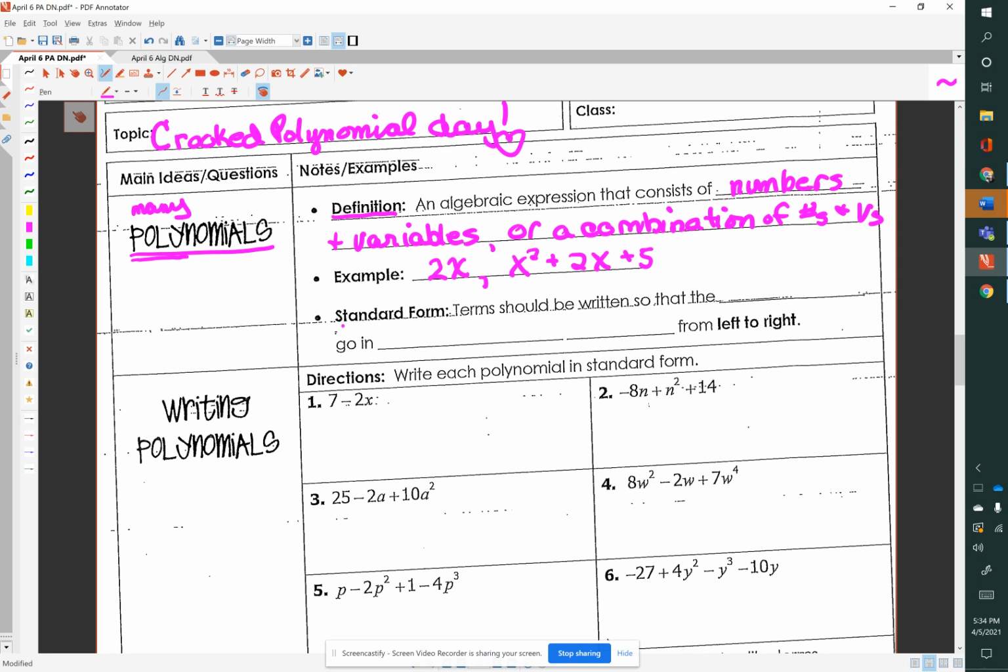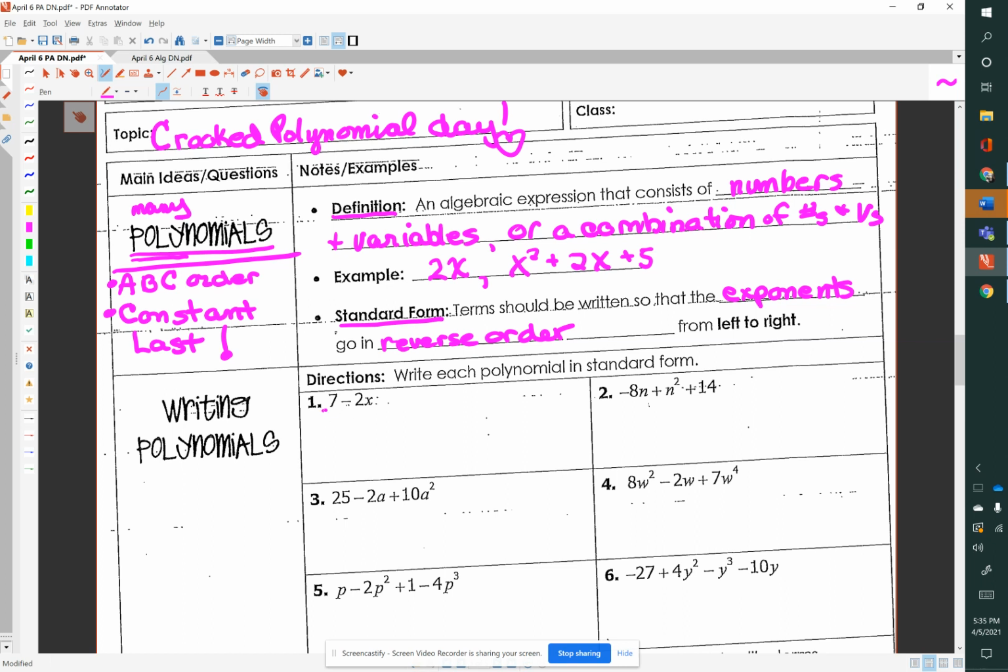Now, when we write them in standard form, the terms should be written so that the exponents go in reverse order from left to right. Also, and I want you to write this here, we write them in ABC order. And with the constant, the number that's by itself, last. Okay, so let's write each polynomial in standard form.